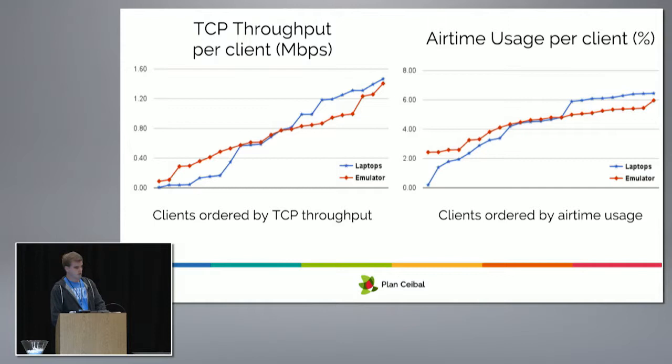Well, in both of these graphs, we compare the results of the laptop and the emulator. The red line represents the results of the emulator, and the blue line represents the laptop results. The first graph shows the throughput per client, and the second one, the airtime usage. What I want you to see is that the results are similar, so we conclude that the emulator does its job.